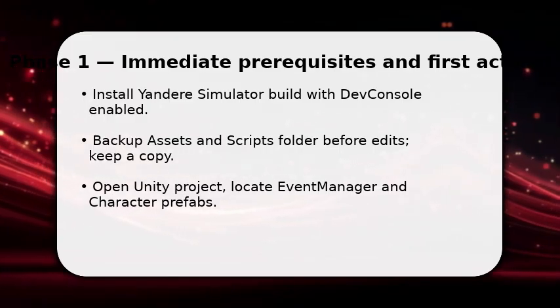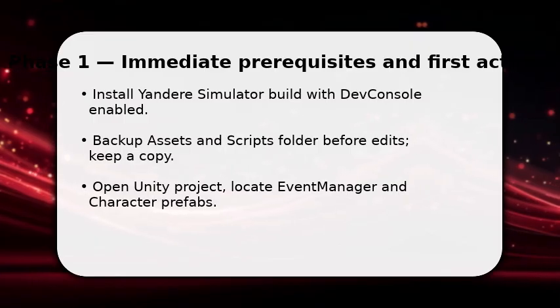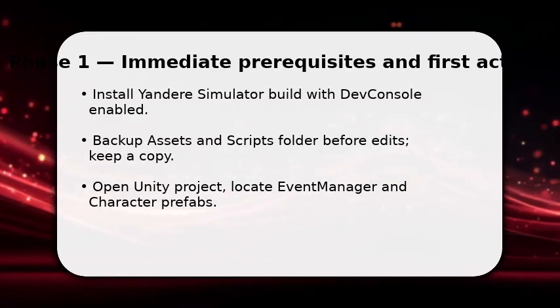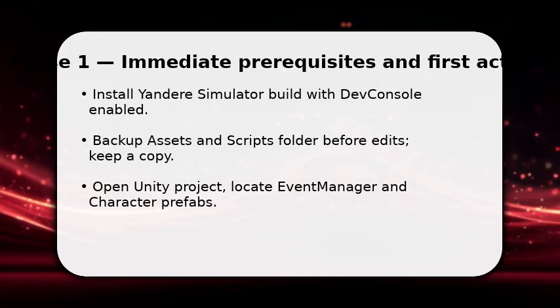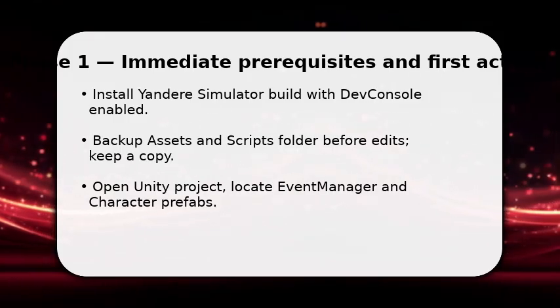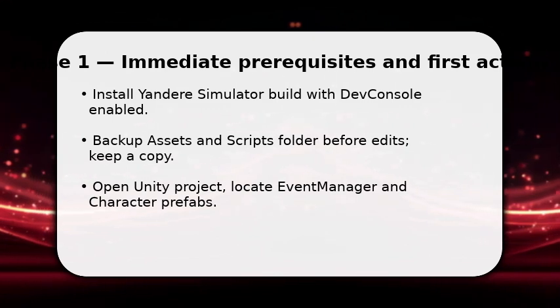Next, open the Unity project and find the event manager and relevant character prefabs. These are your anchors. You will create a new event script and reference the event manager. So gather ID and prefab names now, because you'll need them immediately for wiring.